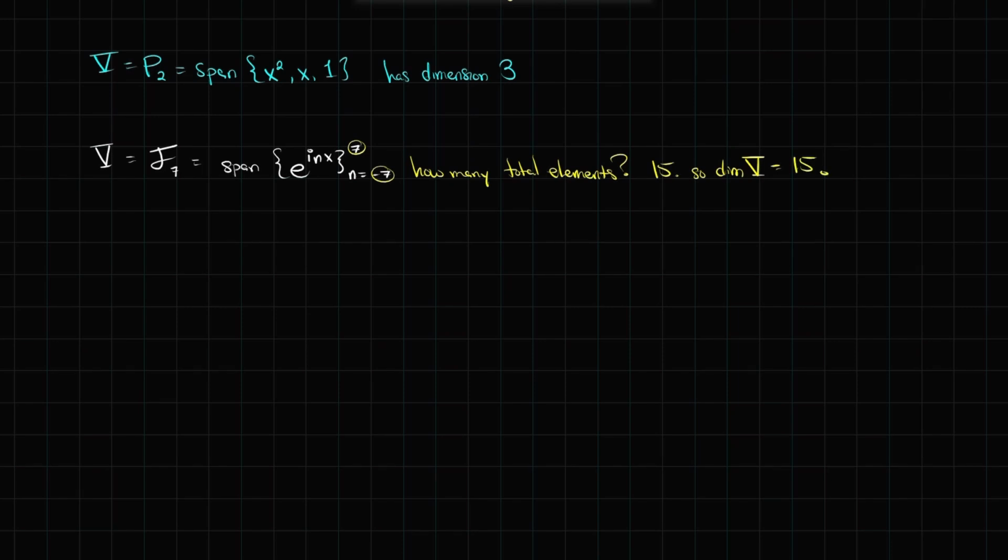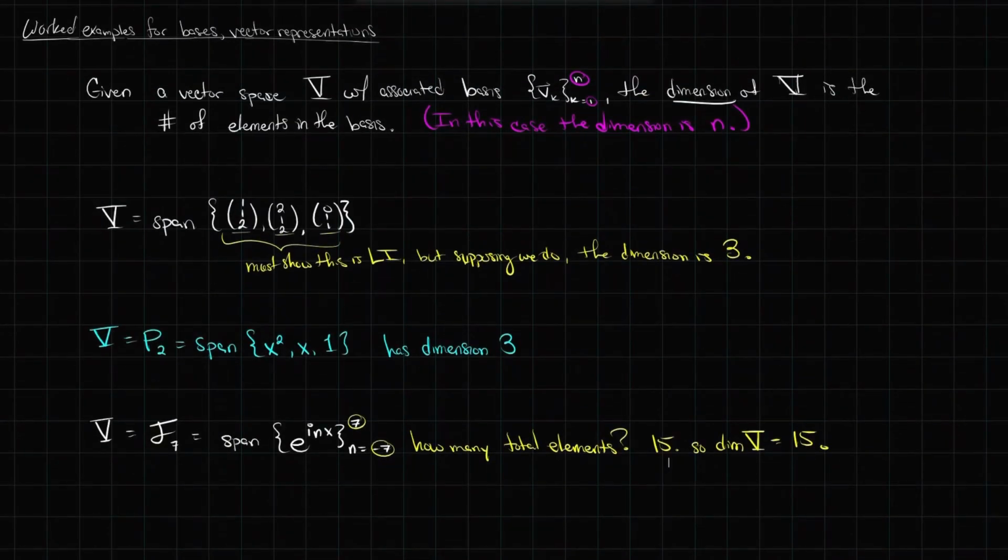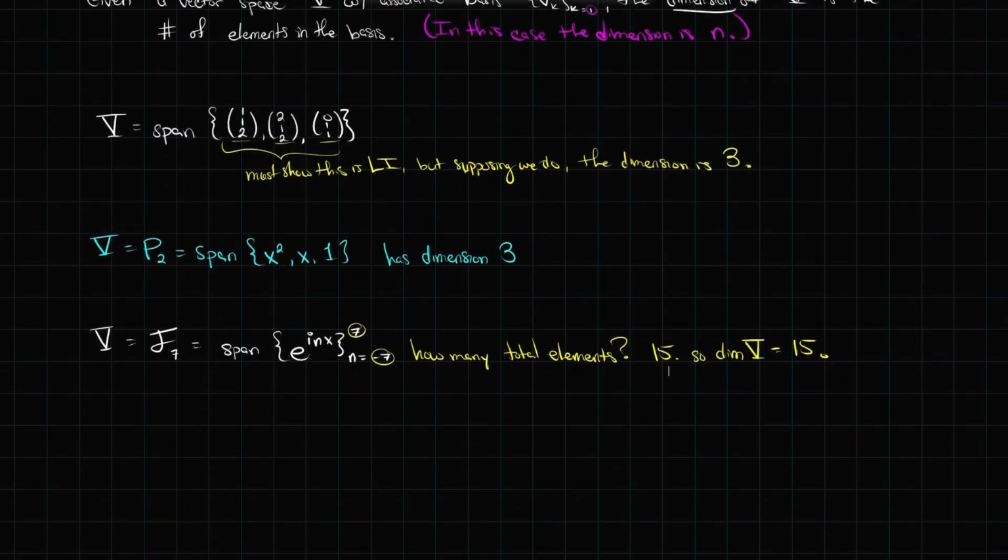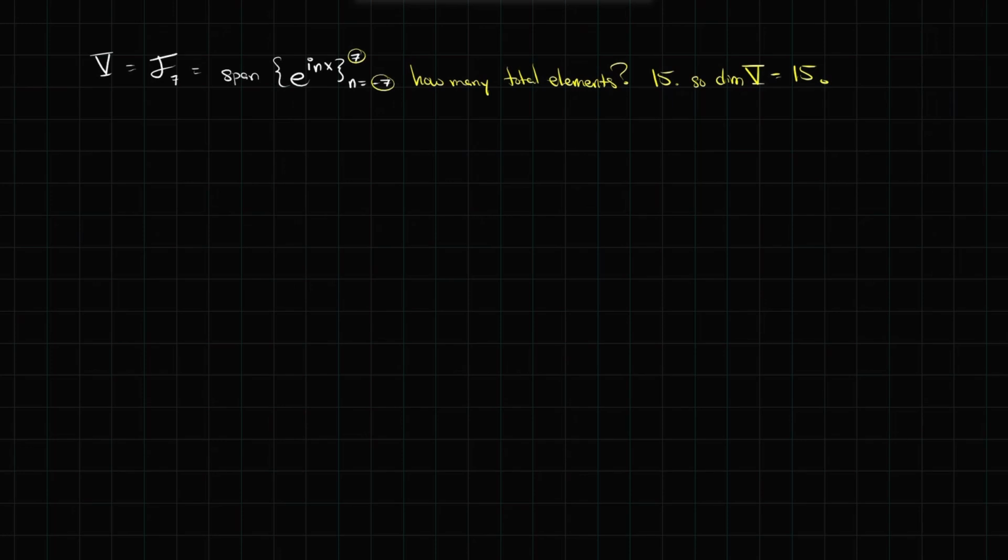So that's really all the dimension is. You just have to establish a basis and then count the number of entries in the basis. But something to add here, which I've hinted at the entire semester, is that there exist infinite dimensional vector spaces.